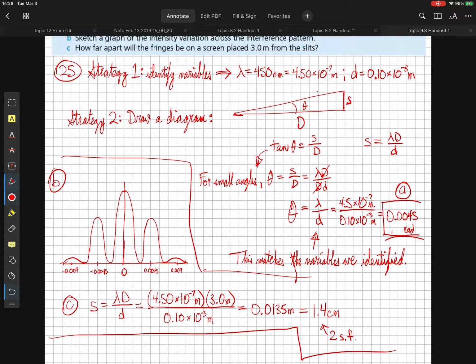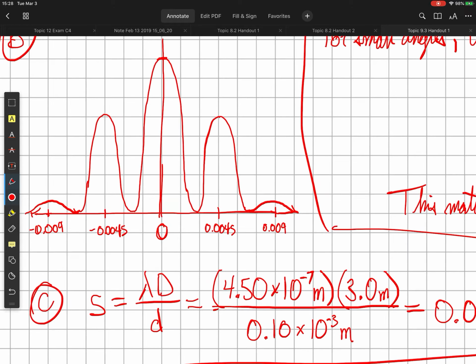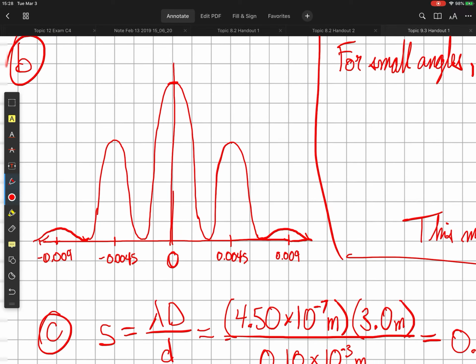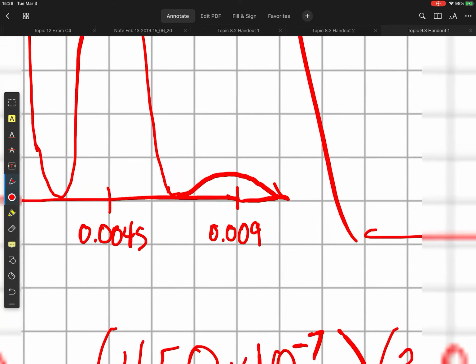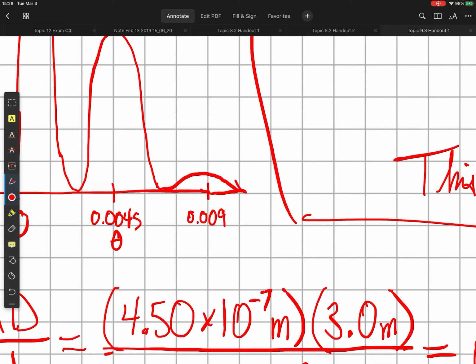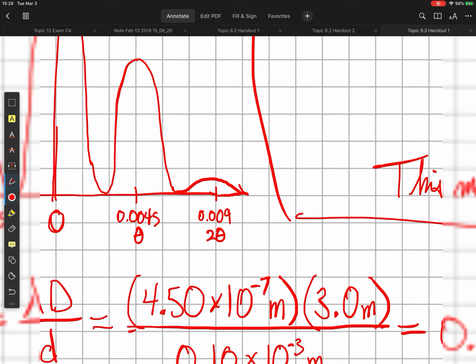For part B, we are asked to sketch a graph of the intensity variation across the interference pattern, and it would just look something like this. I'm not a great artist, as you can see, but the important thing is our first maxima is at 0.0045, and our next maxima is an equal increment. In other words, the difference between 0.009 and 0.0045 is 0.0045. So here we have our angle theta, and here we have our first multiple of theta, so 2 times theta.